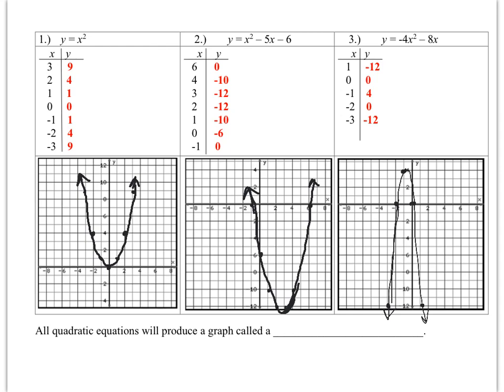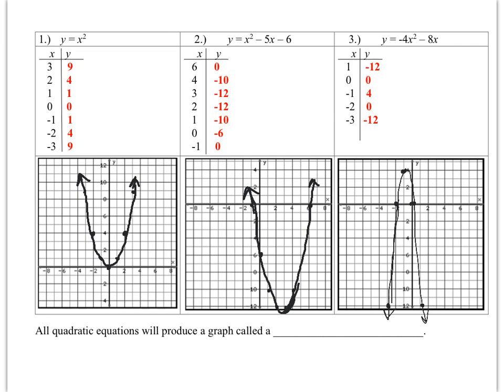Okay, so hopefully you have filled out your table and you got these ordered pairs for these three. And then hopefully you graphed your ordered pairs, and you found that what these make are these U-shaped graphs. These two open upward and this one opens down.